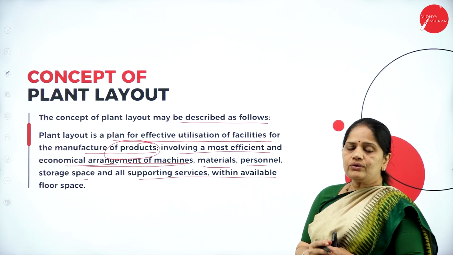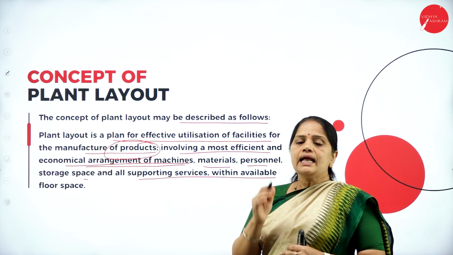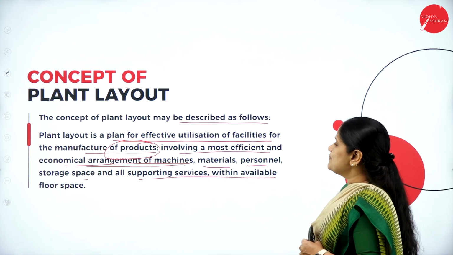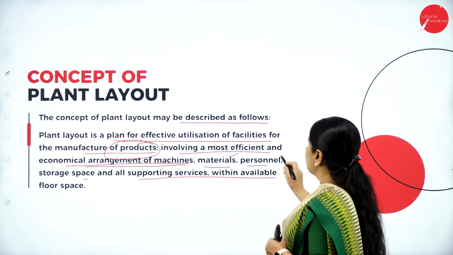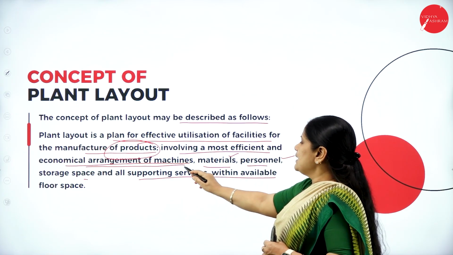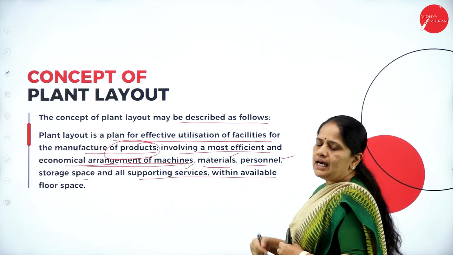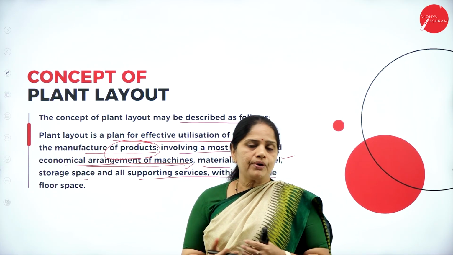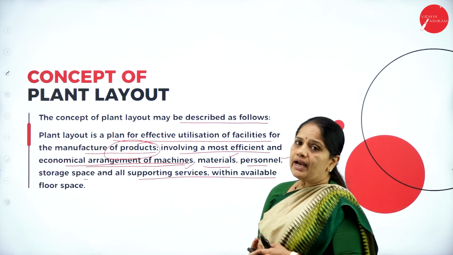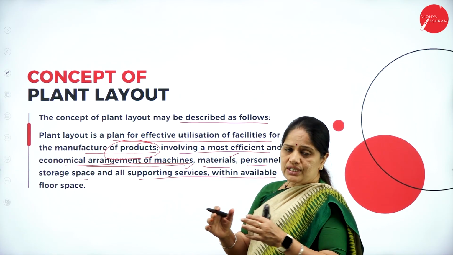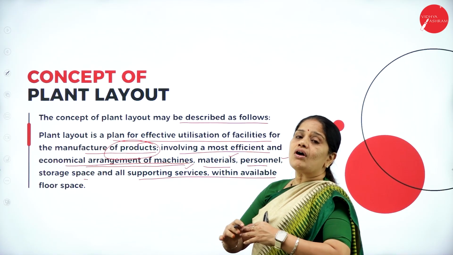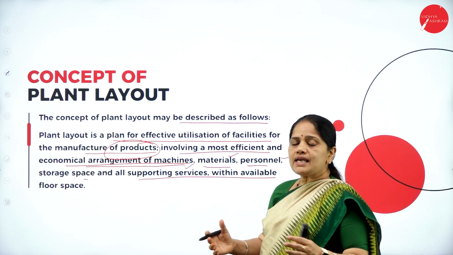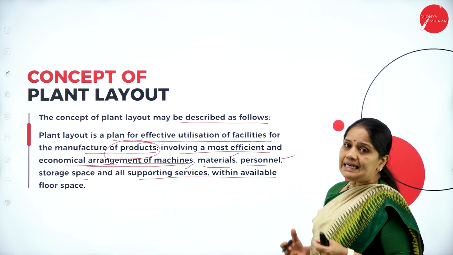So, we should try to arrange the machineries in such a way that we make the best use of the machine, and also there should be economical arrangement of the machines, materials, personnel, storage space and all supporting services within the available floor space. Whatever resources we are utilizing for the production of the products, we have to see that it is arranged in a proper way. So, this plan for arranging the machines, the personnel, the materials and the storage space, everything comprises plant layout.